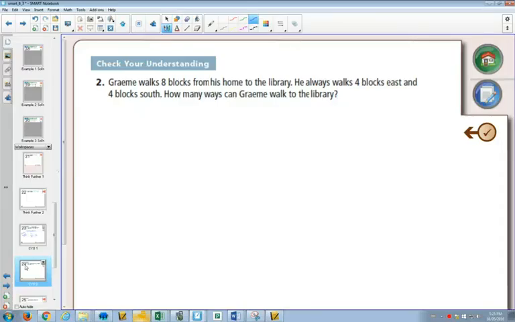Graham walks 8 blocks from his home to the library. He walks 4 blocks to the east and 4 blocks south. So here is his home. 1, 2, 3, 4 blocks to the east. 1, 2, 3, 4 blocks to the south is the library.